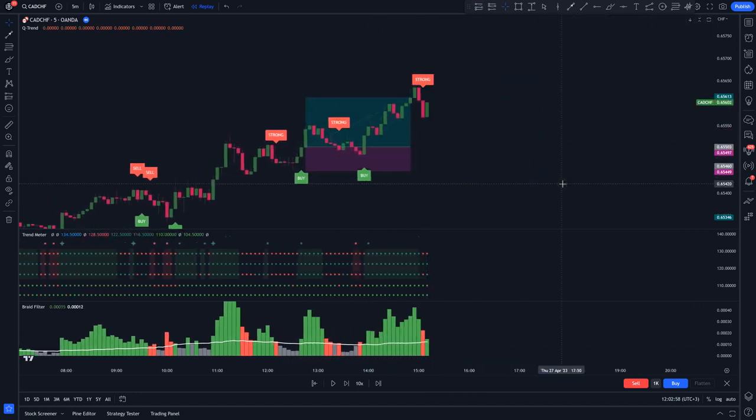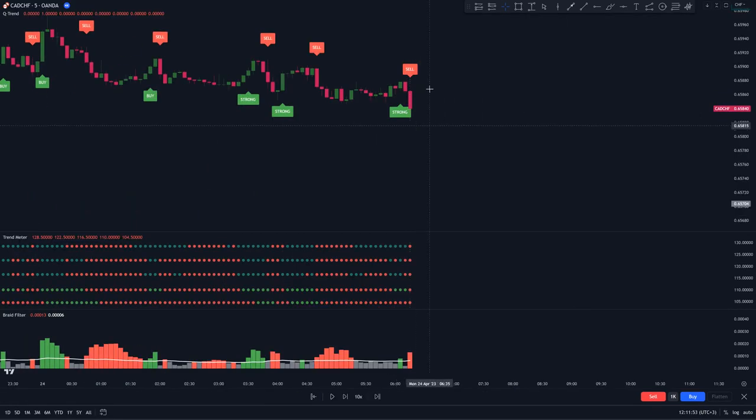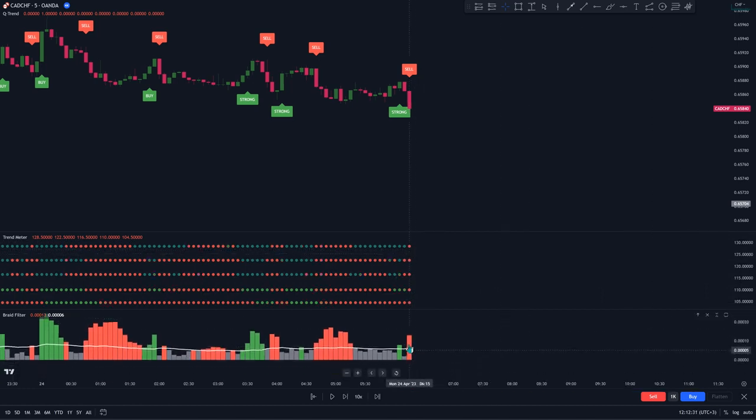For short trades, it's going to be the opposite. So the Q-Trend indicator should print a sell or a strong sell signal. On that signal candle, we want to have at least 5 red dots on the trend meter to indicate a bearish trend. Lastly, the last bar of the braid filter indicator should be colored red, and it should also be below this white moving average.